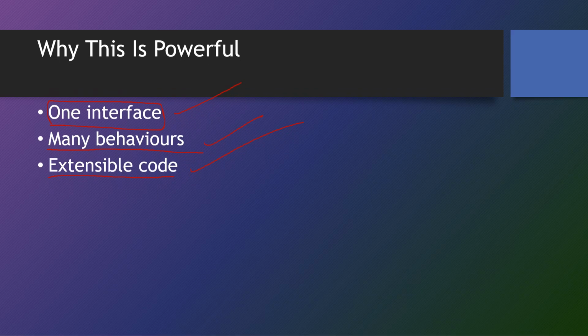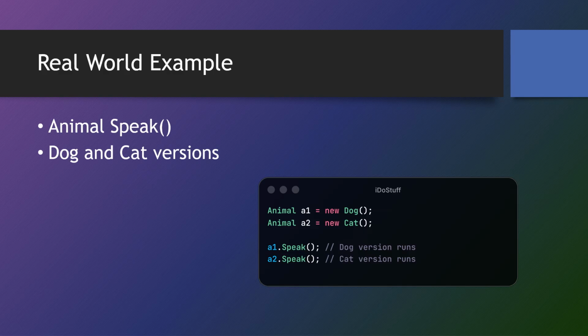Real-world example, animals speaking. Imagine a base class Animal with a method called Speak. A dog speaks differently than a cat. Instead of writing separate logic everywhere, each class overrides Speak. Same method name, different behavior. Clean design.